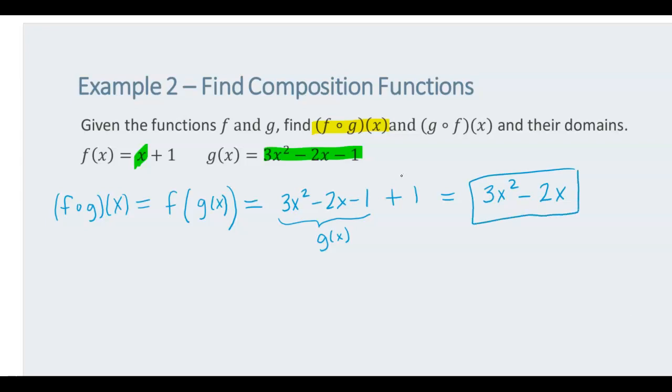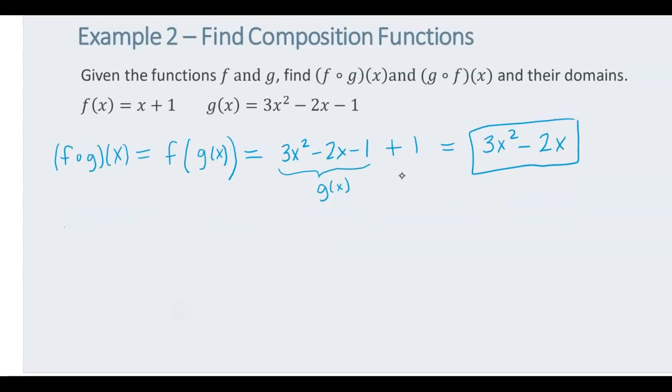Now let's talk about what the domains of these functions are. We have to consider what the domain of the two original functions was. The domain for f of x, because it's a polynomial, is all real numbers.